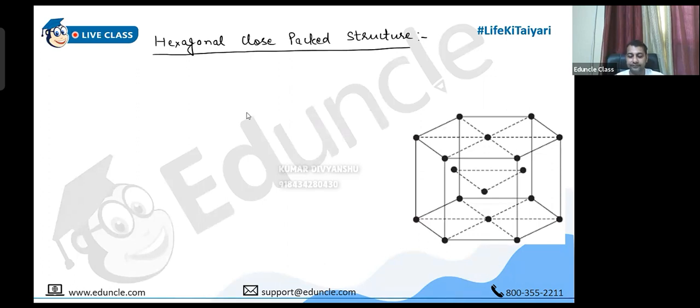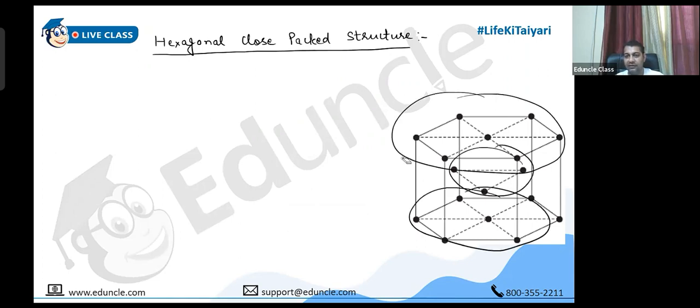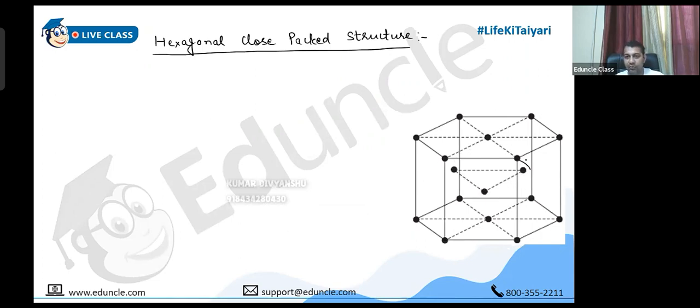Please make this diagram. And you can see there are 3 layers. 7 atoms are in the top layer and 7 in the bottom layer and 3 in between. These are 7, 7, and these are 3. So these 3 totally belong to this particular unit cell.